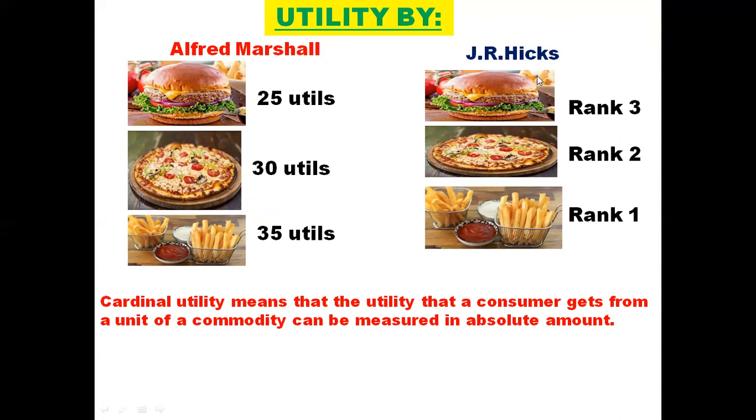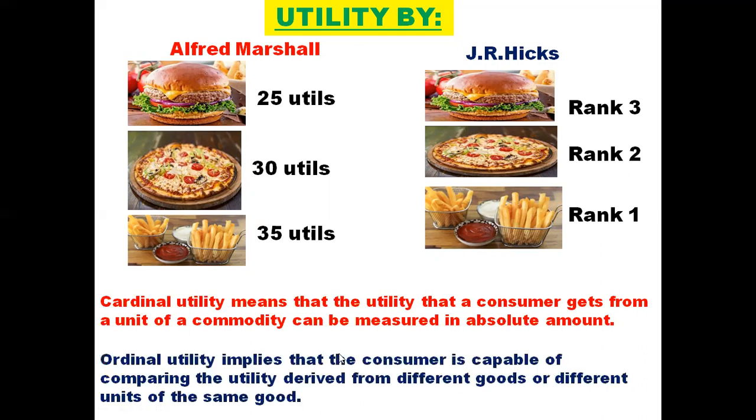But J.R. Hicks had a different opinion. He said utility cannot be measured, it can be ranked or compared. So the French fries, which give the maximum utility, are ranked 1, pizza is ranked 2, and burger is ranked 3. So ordinal utility by J.R. Hicks implies that the consumer is capable of comparing the utility derived from different goods or different units of the same goods. So the utility can be compared by giving the rank or by giving the preference.